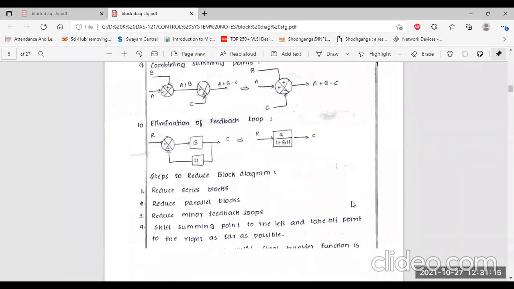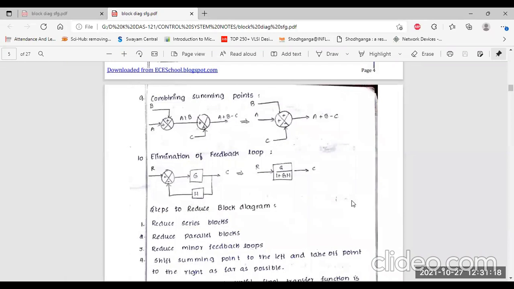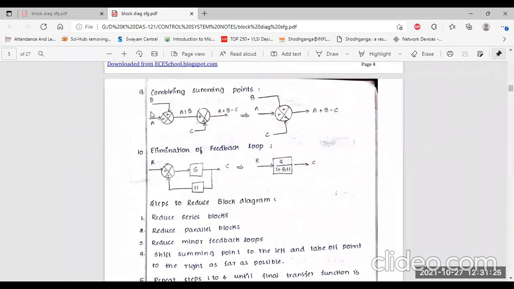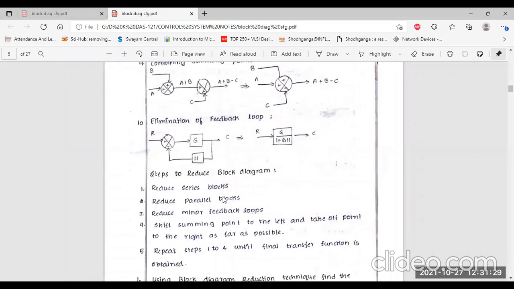Okay. Next, number 9, that is combining the summing points. You are given summing points, so you have to combine these summing points.